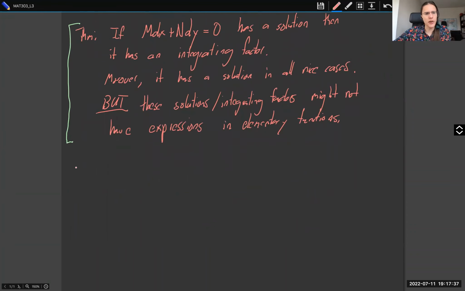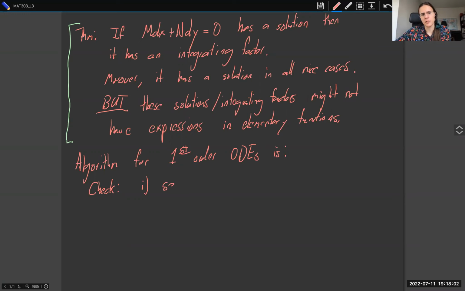So basically the algorithm for first order ODEs is: ask if it's separable. Check, is it separable? If it is, then you're done, right? Because we know how to solve separable equations.